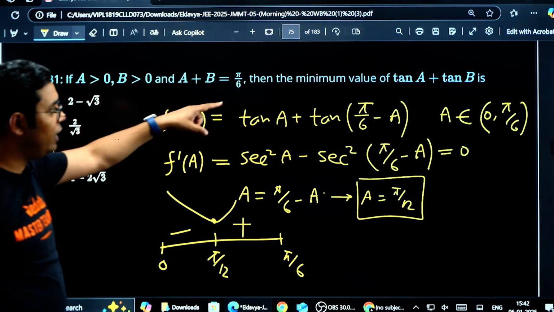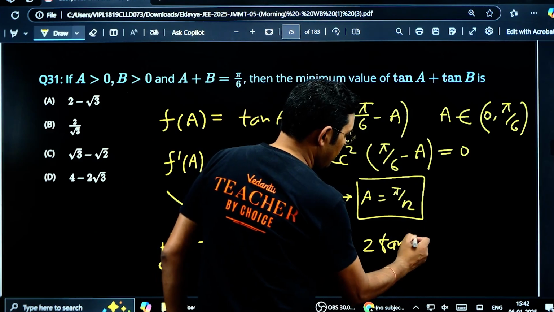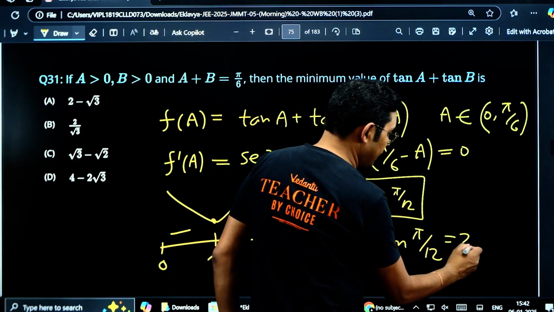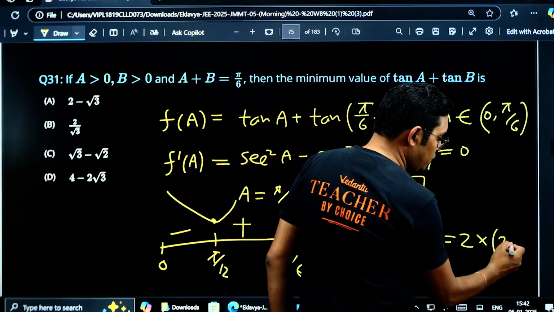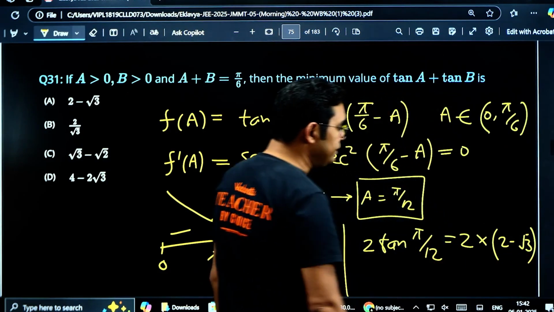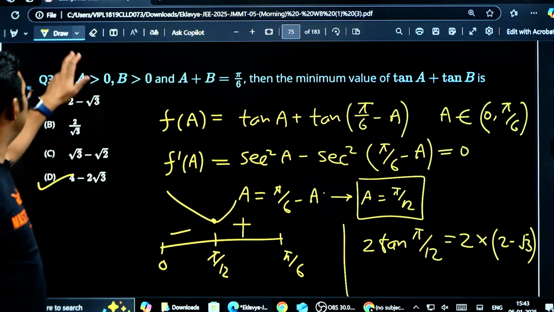So we have to find the minimum value of this. So the minimum value will be 2 times tan of pi by 12. And tan of 15 degrees, I think, is 2 minus root 3. Yeah, 2 minus root 3. So the answer for this question should be 4 minus 2 root 3. That is D. Okay, I'll tell you one more method for this question.